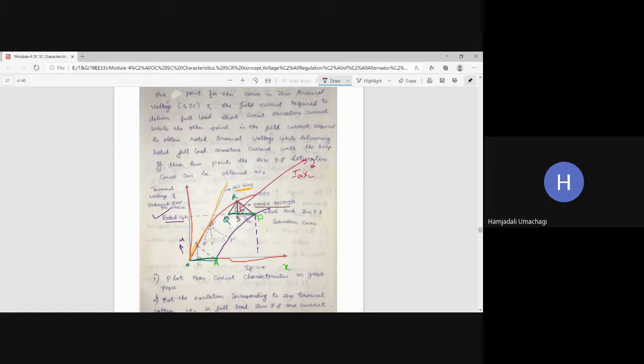If you measure the length of RS, you should multiply it with the voltage scale. Suppose you take 1 centimeter equal to 50 volt, or 1 centimeter equal to 25 volt, whatever 1 centimeter division you are taking, multiply it with the length of RS, and it will give you the drop because of armature leakage reactance, Ia into XL.